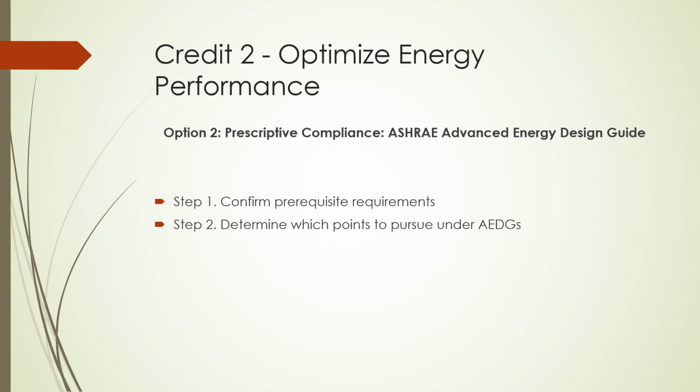Step-by-step guidance for option 2 is to confirm that the HVAC and service water heating requirements meet the AEDG prerequisites that we discussed earlier, and then to determine which of the 6 points will be pursued based on the additional requirements of each AEDG.